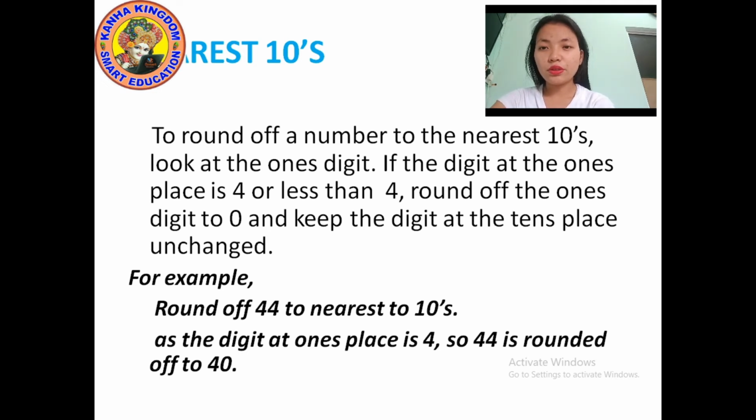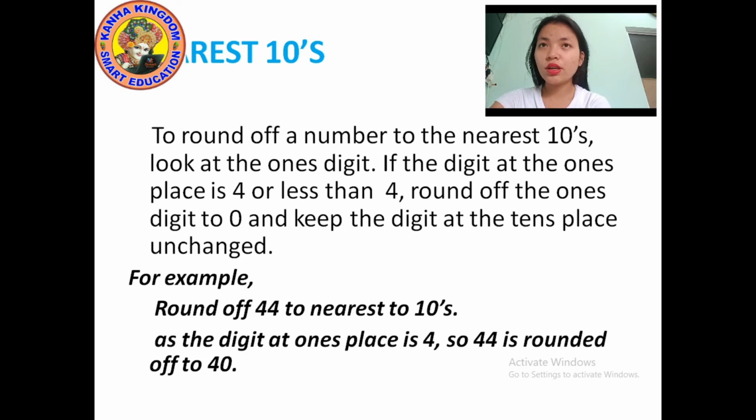Okay, to round the numbers to the nearest 10, first look at the ones digit. If the digit at the ones place is 4 or less than 4, round off the ones digit to 0. Round the ones digit to 0 and keep the digit in the tens place unchanged.